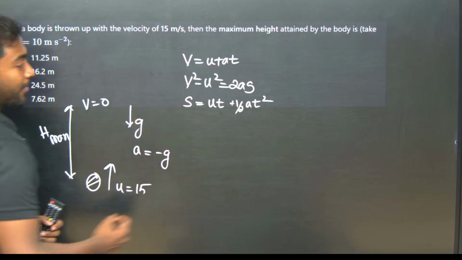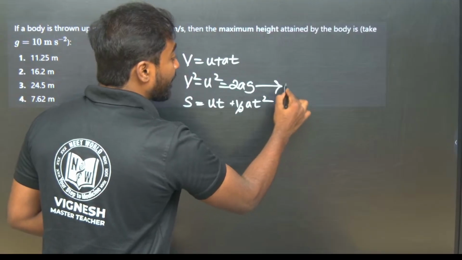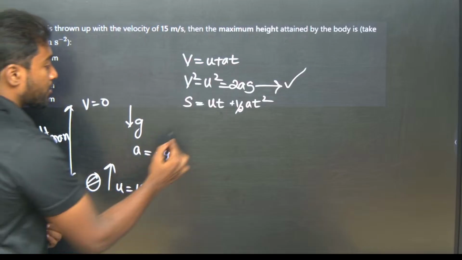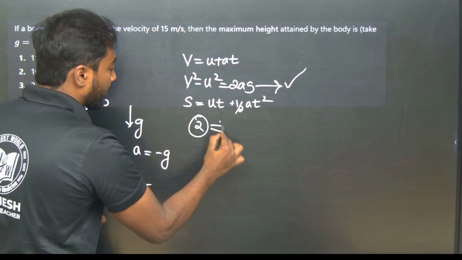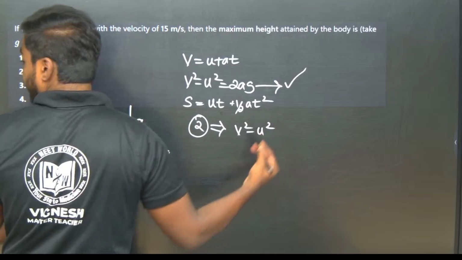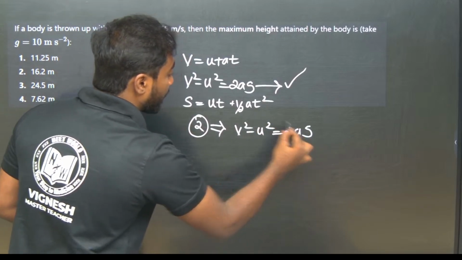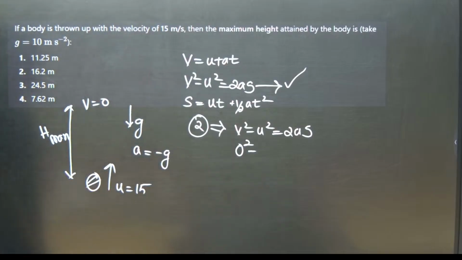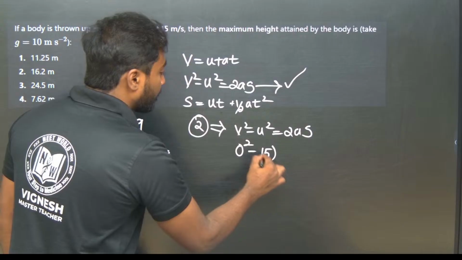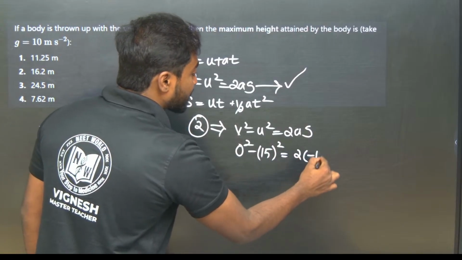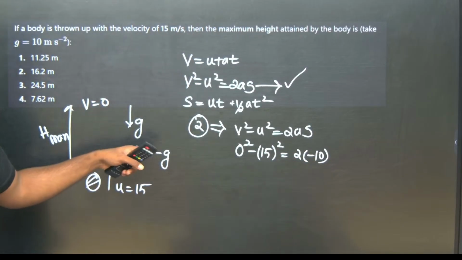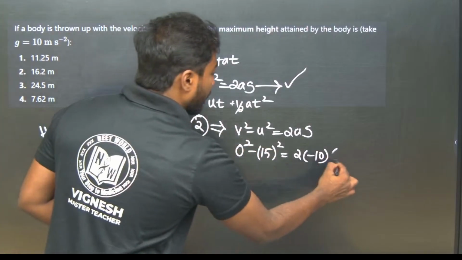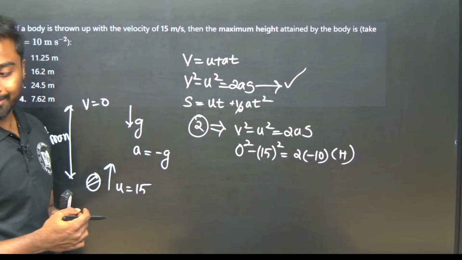First I will take the second equation. In this everything is available, no? What is V? 0. So let me take the second equation and apply. V square minus u square is equals to 2as, where V is equals to 0 square minus, what is u? How much they have given? 15. Okay, 15 square is equals to 2 into minus 10, G is 10, so a is minus of g, so minus 10, into H. I need to find the value of H right now.